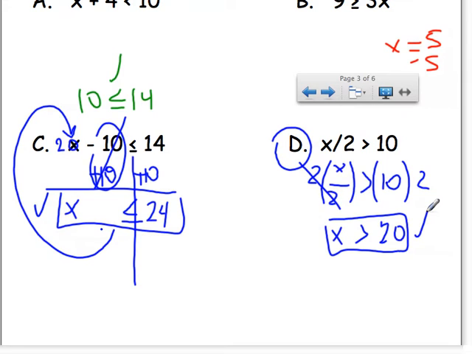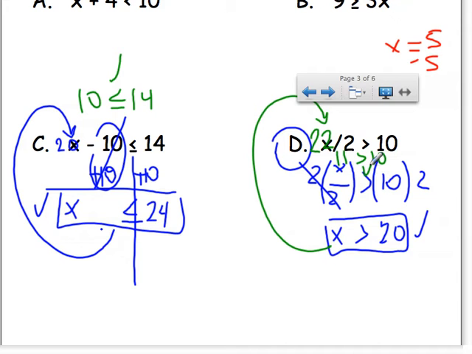To check it, substitute in a value that's greater than 20. So I can't put in 20, I could put in 22. 22 divided by 2 is 11. 11 is greater than 10. My answer checks out. So that's how you solve a one-step inequality.